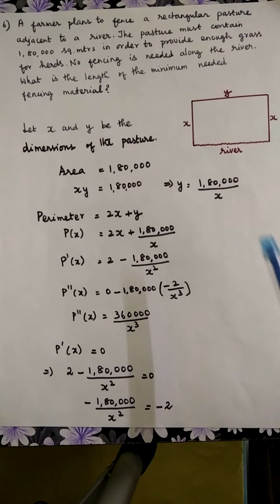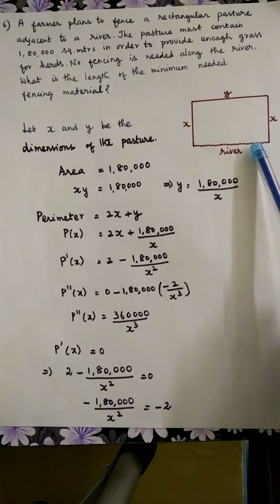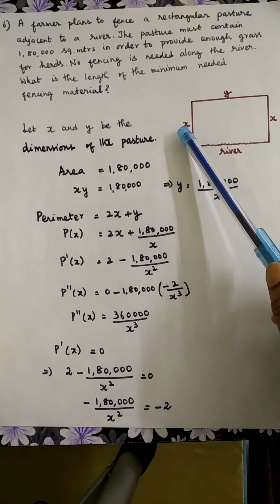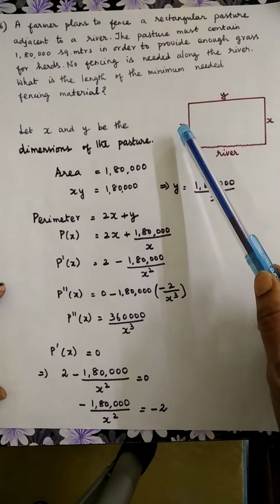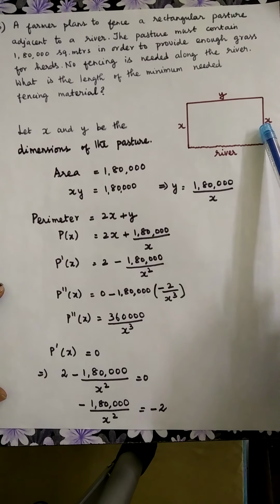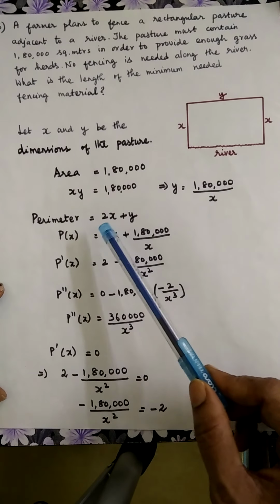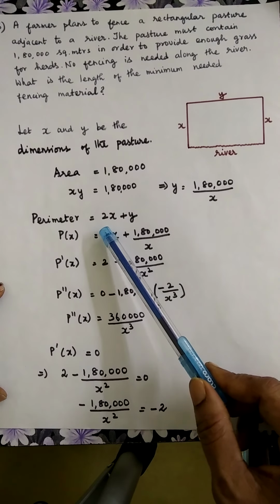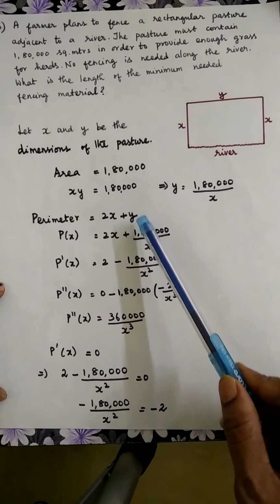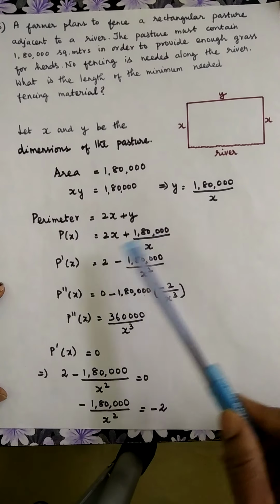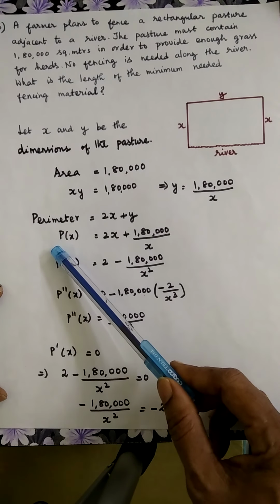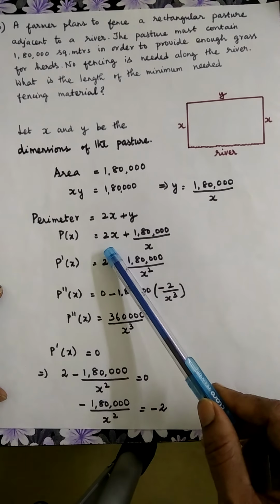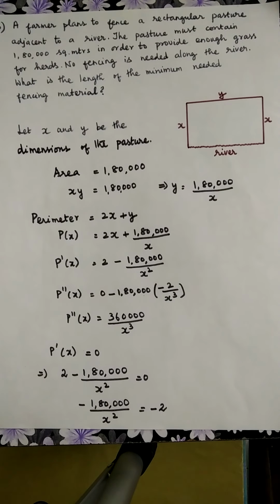Perimeter equal to. Since no fencing on the river side, the 3 side தான் நம்ம add பண்ணணும். Perimeter is x plus y plus x. X plus x, 2x. So perimeter is 2x plus y. Substitute for y. Perimeter we denote by p. P of x equal to 2x plus 1,80,000 by x. Now differentiating 2 times.